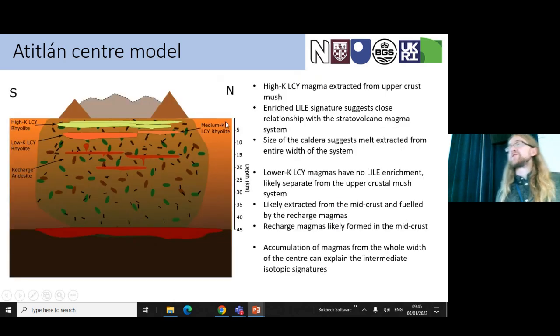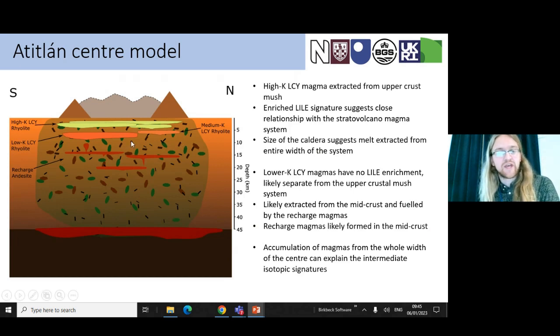If we then look at what this looks like in a conceptual model, again, we've updated it for what we think the magma system looked like shortly before eruption. We've got a really large body of magmas that encompasses the entire width of the center. And so we're getting inputs from the further part of the arc, from the trench, and the nearer part of the arc. And these are providing a wide range of isotopic signals that then get homogenized in this really large body. And these are extracted from the lower crust. These are extracted from the stratovolcano mush.